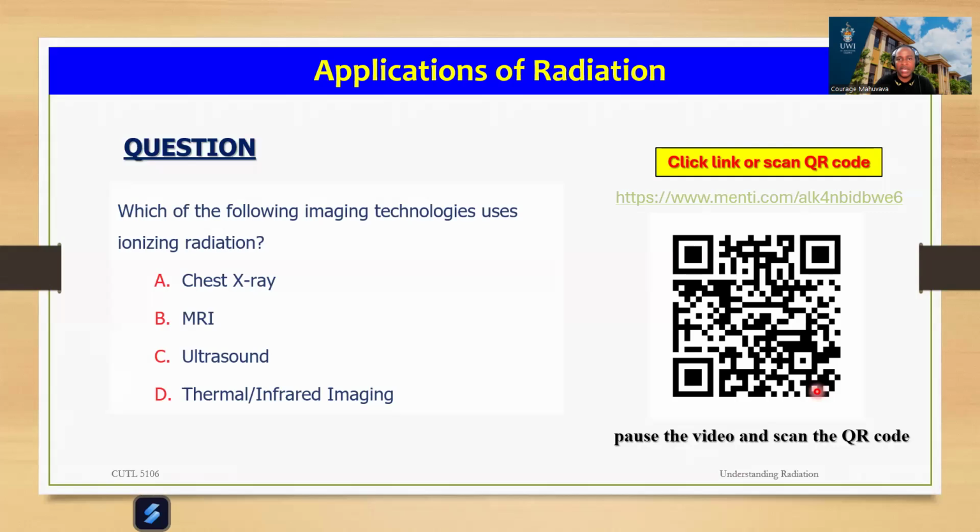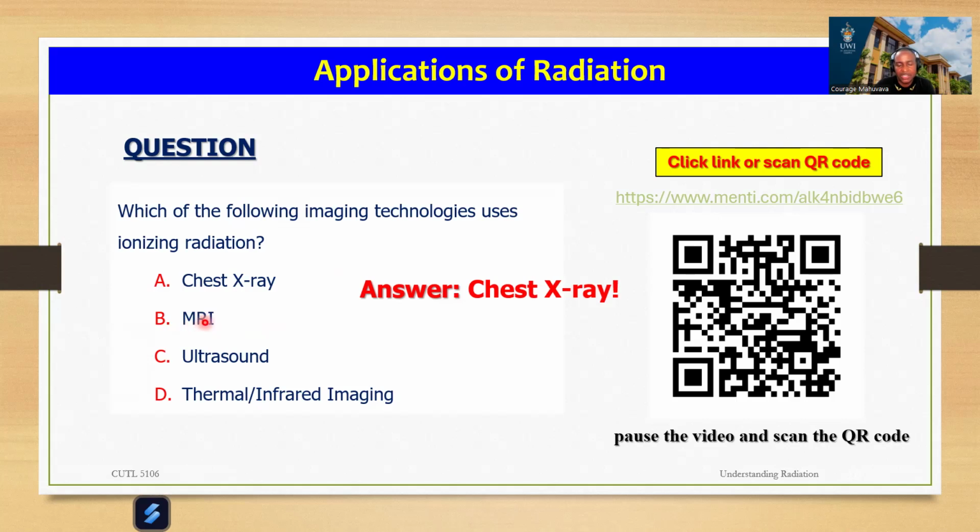So at this point, you can pause the video and scan the QR code, or alternatively, you can click this link for Mentimeter, and then you can answer the question, which says, which of the following uses ionizing radiation? We have got chest X-ray, MRI, ultrasound, and thermal or infrared imaging. All right, so the answer here would be chest X-ray, as MRI does not use any ionizing radiation.